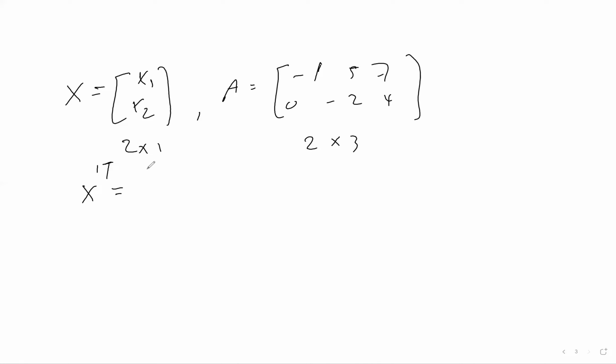But by definition, the transpose of this matrix means that if it's a row, then it becomes a column, and the column becomes a row. What do I mean? So the transpose of X is that the row becomes a column. So it becomes X1, X2. That is the row.